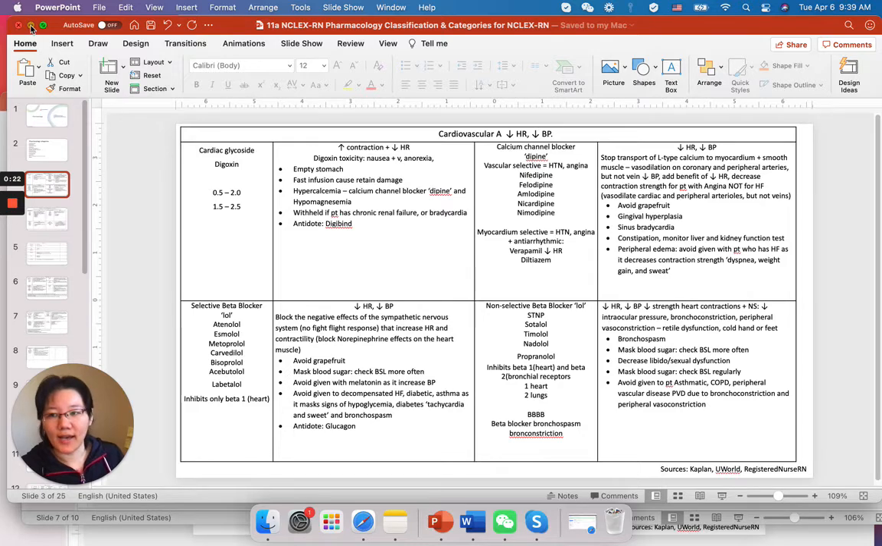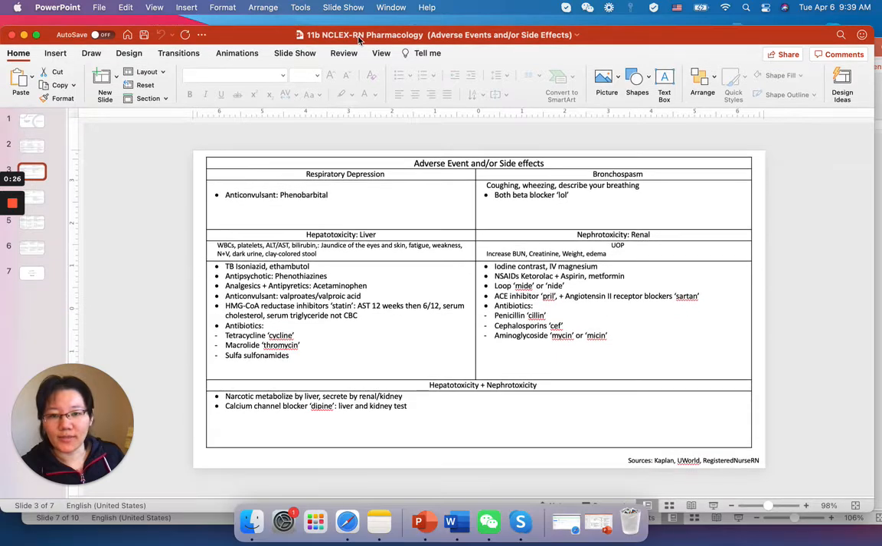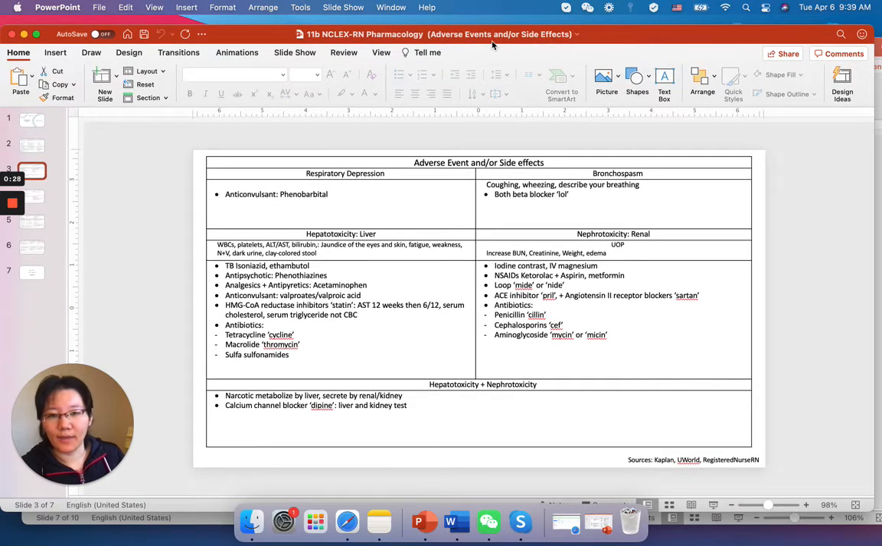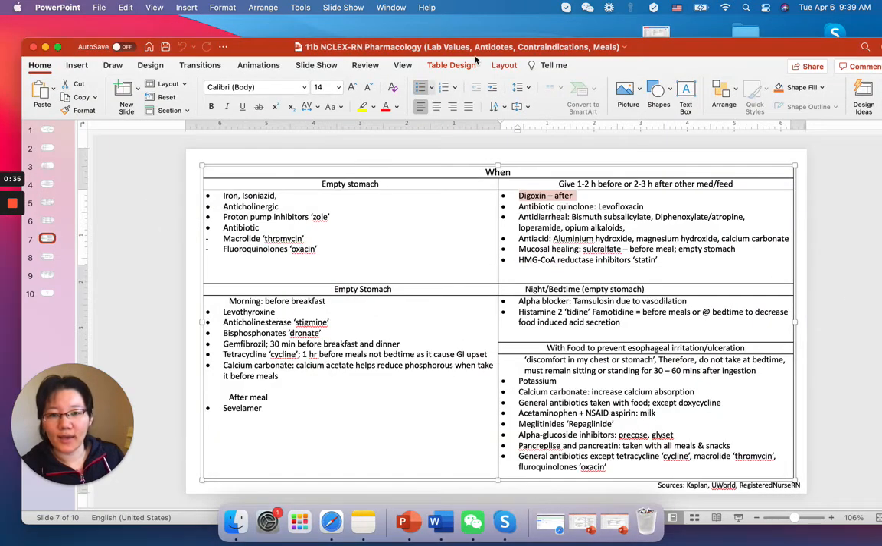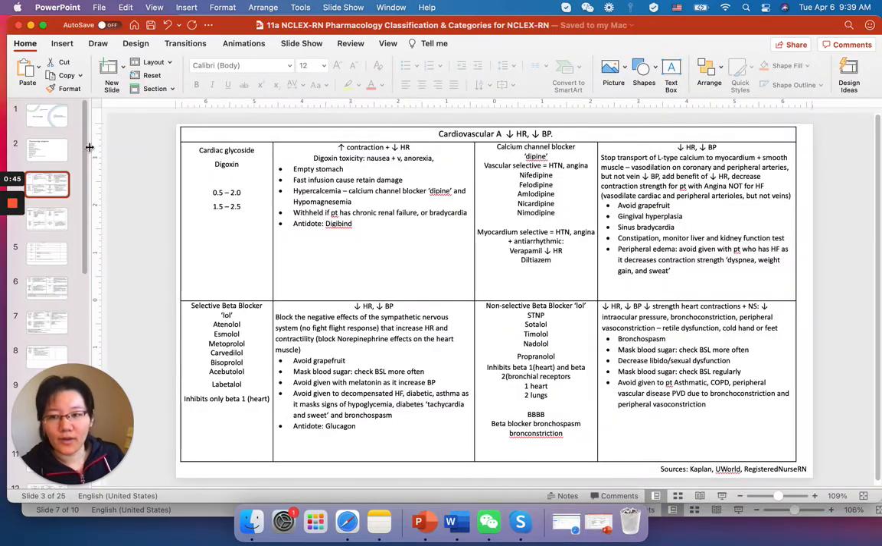And after that, I will summarize them again in adverse events and side effects in total. And then afterwards, I will talk about pharmacology lab values, antidotes, contraindications, etc. So let's get started with the first one, pharmacology in total summary.